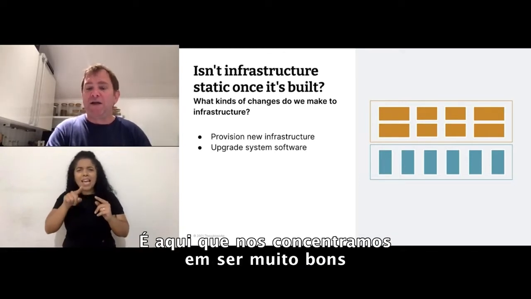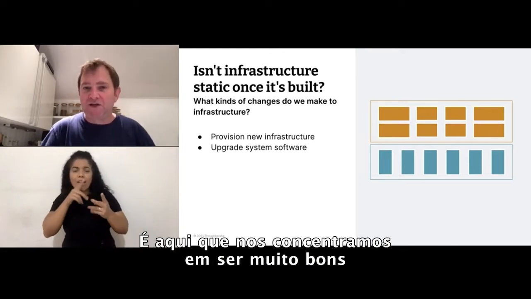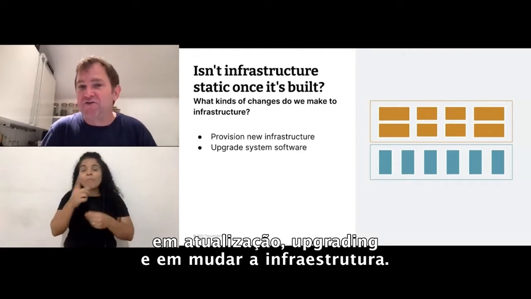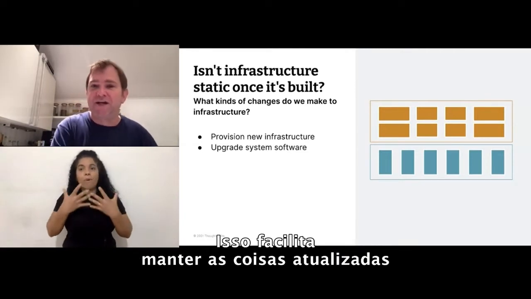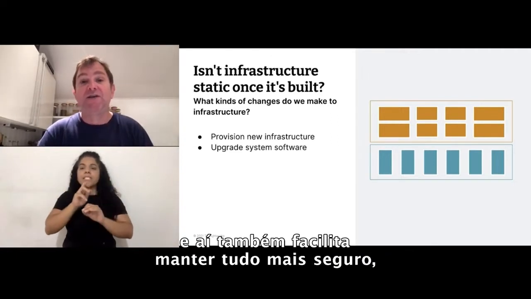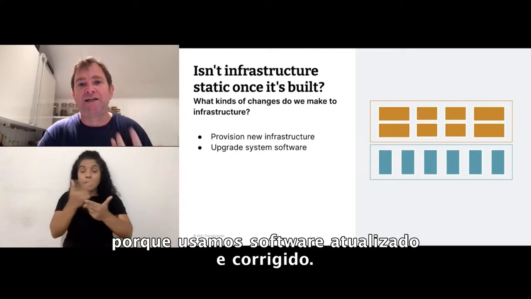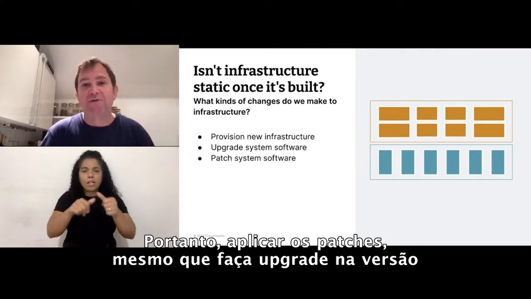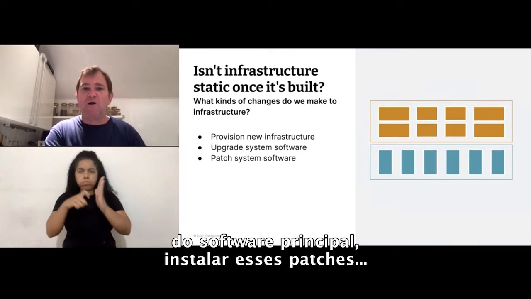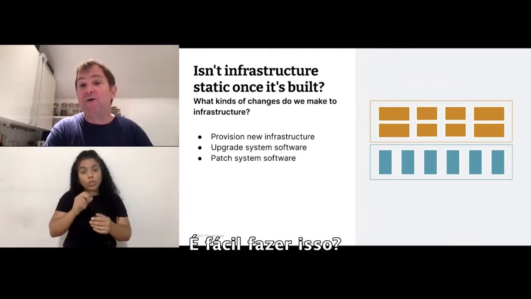And so this is where, if we focus on being very good at upgrading and changing our infrastructure, it makes it easier to keep things up to date, and also, in turn, makes it easier to keep things secure because we're running updated and patched software. So patching, applying patches, even aside from upgrading the versions of the major software, what about rolling out those patches? How easily can we do that?